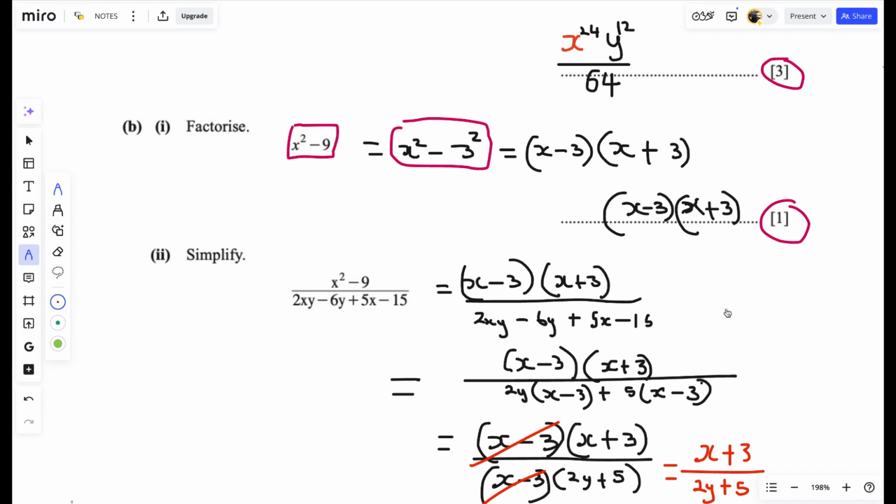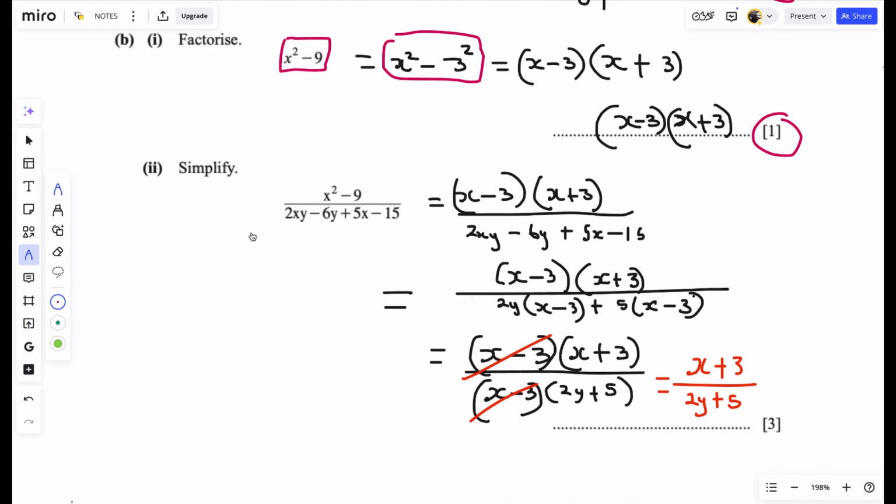So the Roman figure 2, B Roman figure 2, says simplify. They still put the difference of 2 squares in the numerator, and over it 2xy minus 6y plus 5x minus 15. So you already have the answer to the numerator, right? Which is x minus 3 in one bracket and x plus 3 in another bracket. So I can just write the answer on the numerator. Then I go down. I write this one, then I group them and factorize the denominator.